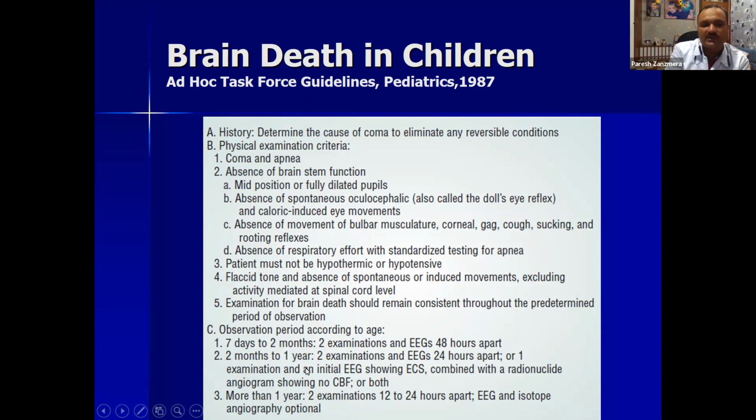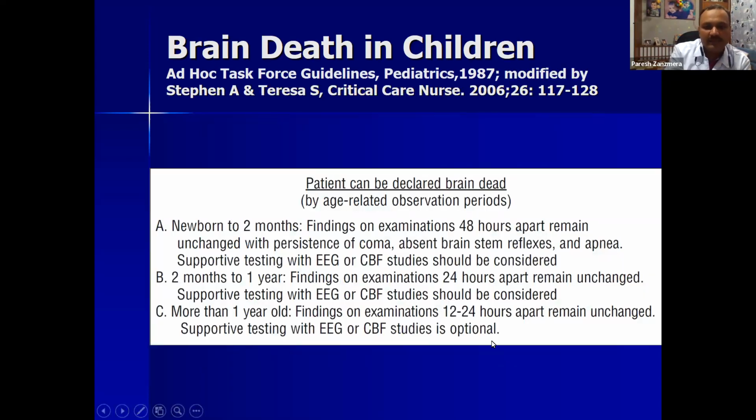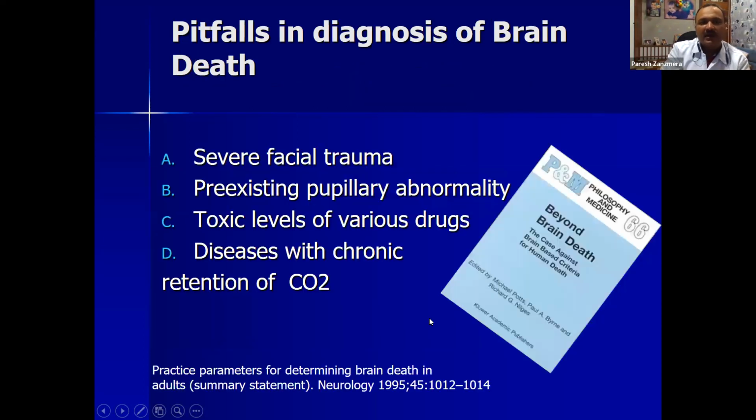If the age of the child is 2 months to 1 year, 2 examinations and EEG 24 hours apart, or any other ancillary test, then that rule can change a little bit. More than 1 year, 2 examinations 12 to 24 hours apart, and EEG or isotope scanning is optional. Right. So after 1 year, any of the ancillary tests or EEG is not mandatory. So this is the same as I discussed in the last slide. These are the little differences between newborn to 2 months, 2 months to 1 year, and more than 1 year that I already discussed. Now, what are the pitfalls in the diagnosis of brain death?